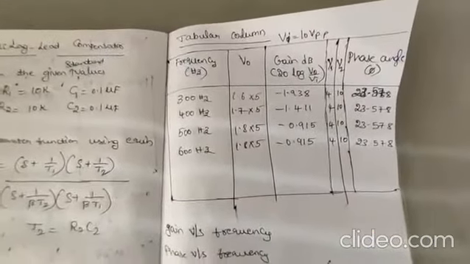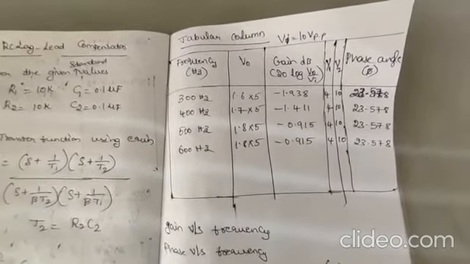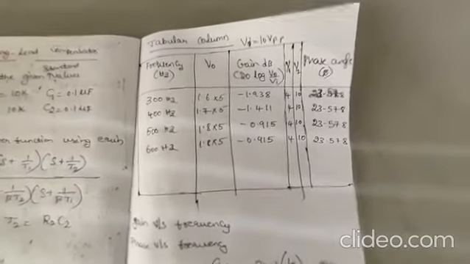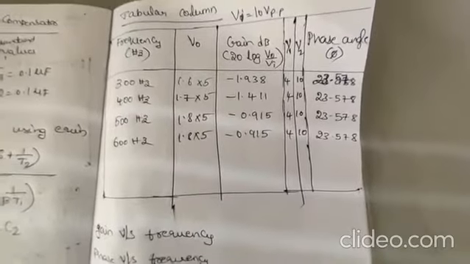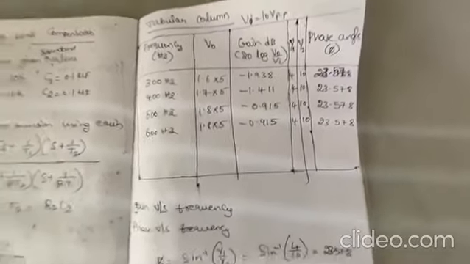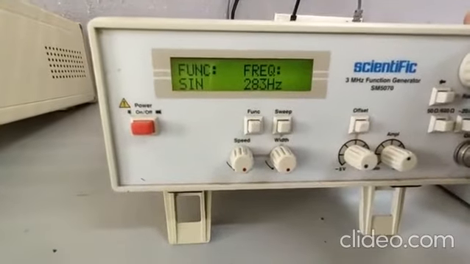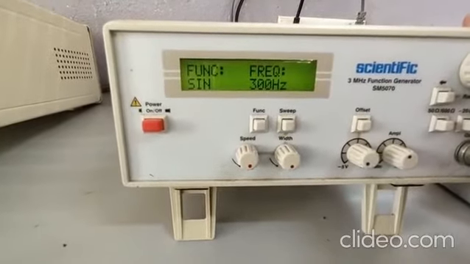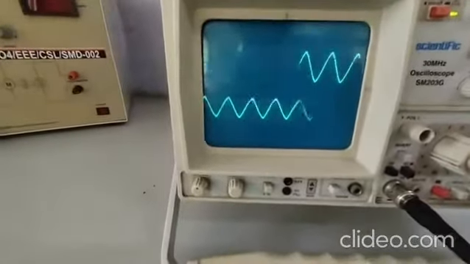Now the readings are tabulated in the tabular column by varying the frequency, noting down the output voltage and calculating the gain. With the help of Lissajous figures, the values of y1, y2 and phi are calculated. I will show the reading for one frequency. Here I will vary the frequency to 300 Hz, and the corresponding output voltage is calculated.